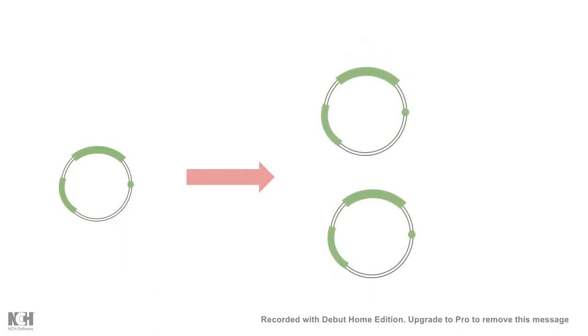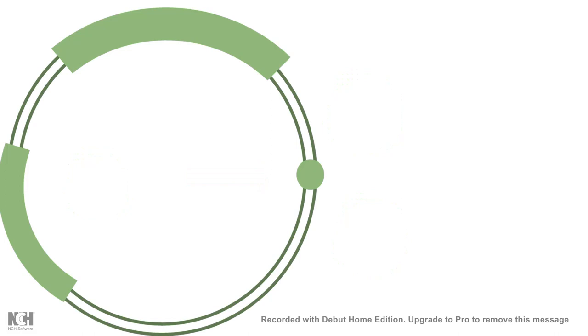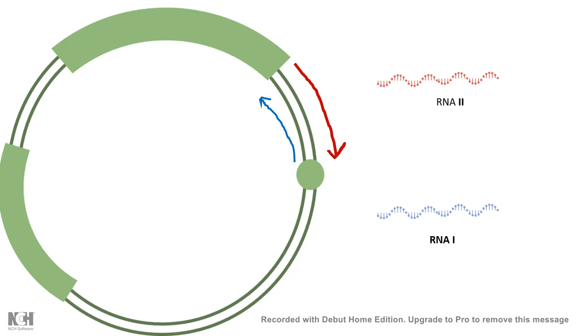So here is a plasmid which would be replicated to two identical plasmids, and the replication starts from the origin of replication site. Now, near the origin of replication site, there is a portion of the DNA which encodes for an RNA, which is known as RNA2, and the same DNA segment in the opposite direction transcribes and forms RNA1, and these two RNAs are the important players to regulate plasmid copy number. One of the most important of them is RNA2.